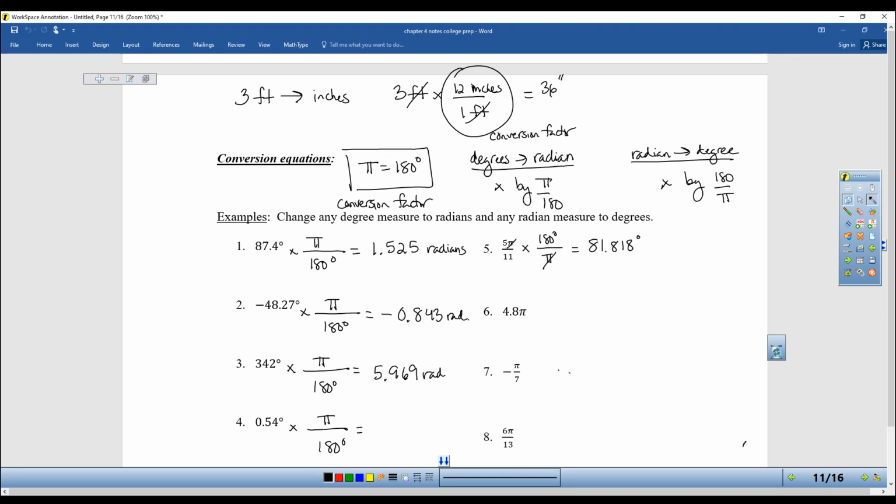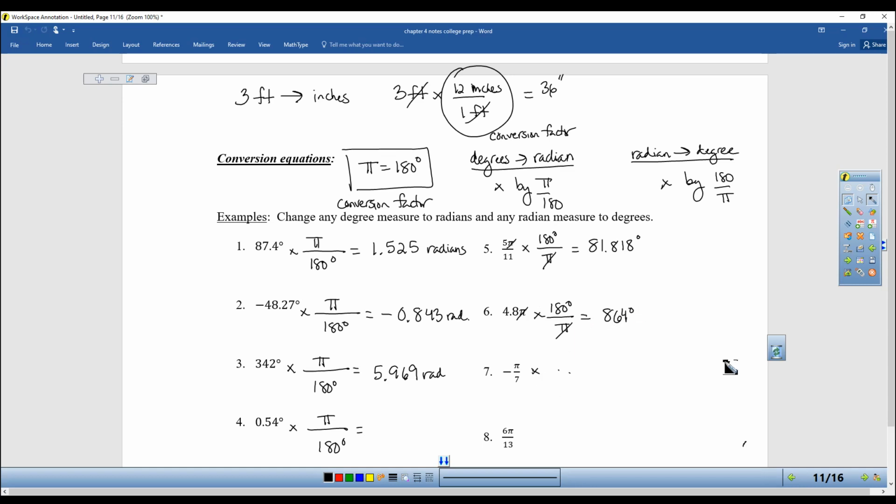That's what's left, degrees. So I see a pi. I don't see any measure, so I know it's in radians. Times 180 degrees, and I cancel the pi by putting it on the bottom. This gives me 864 degrees.